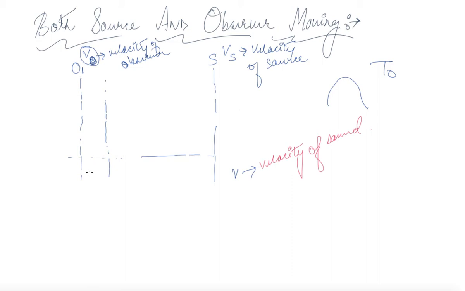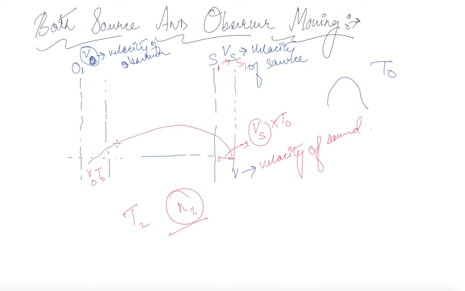Now at the time interval of t naught, the observer has moved Vo into t naught, and the source has moved a distance of s2. If the initial position was s1, it will move to s2, and this particular distance is equal to Vs, the velocity of the source, into time t naught. Let the initial length from the source to the observer be L.